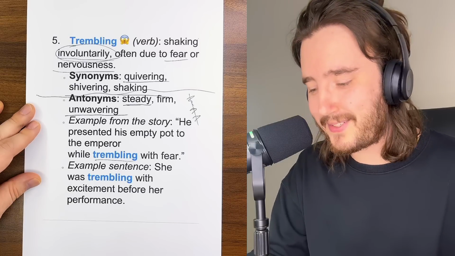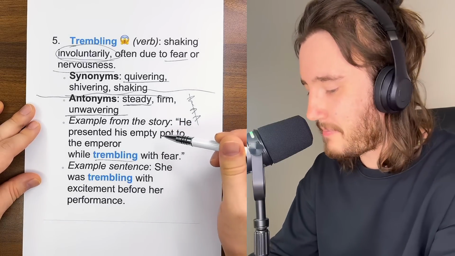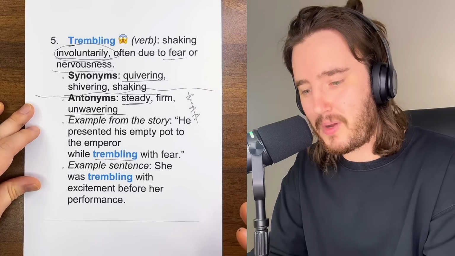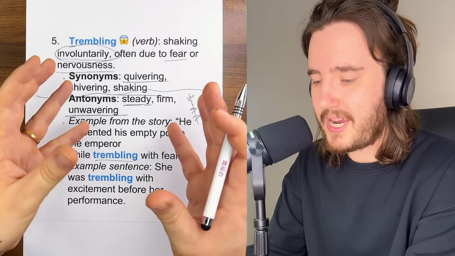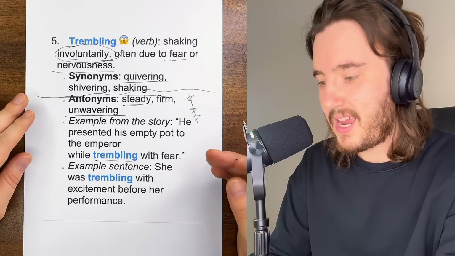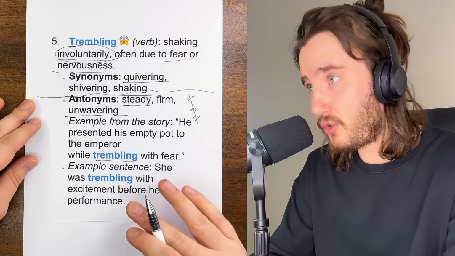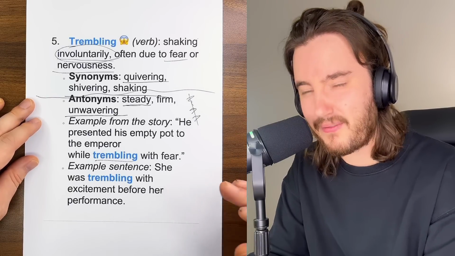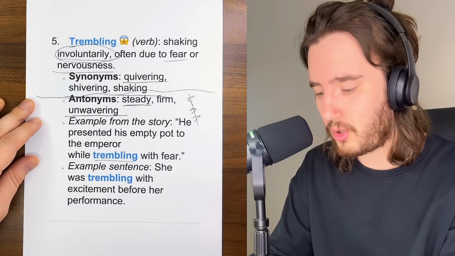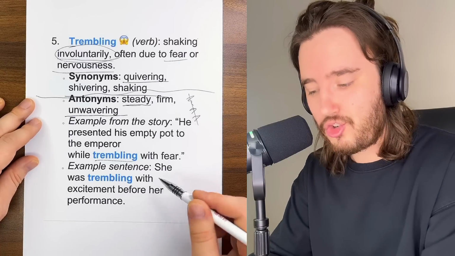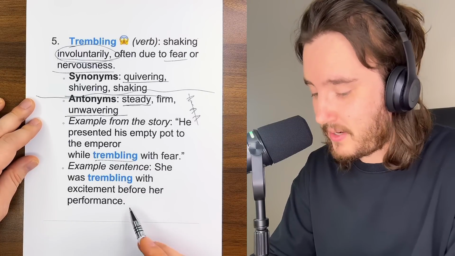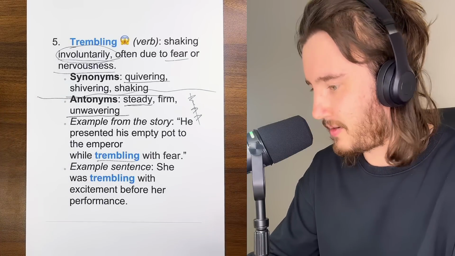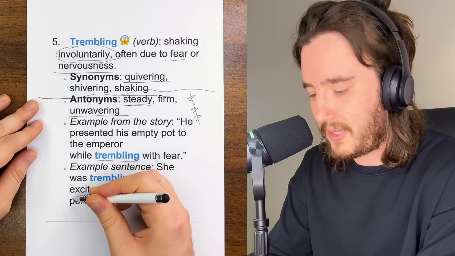In the story, we saw that he presented his empty pot to the emperor while trembling with fear. Yeah, when Ping is showing the emperor his empty pot, he's shaking involuntarily. If he could stop shaking, he would stop shaking, right? But it's involuntary. He can't control it, okay? He can't stop. She was trembling with excitement before her performance. Okay, so here's an example of a positive use of trembling. She was trembling with excitement.